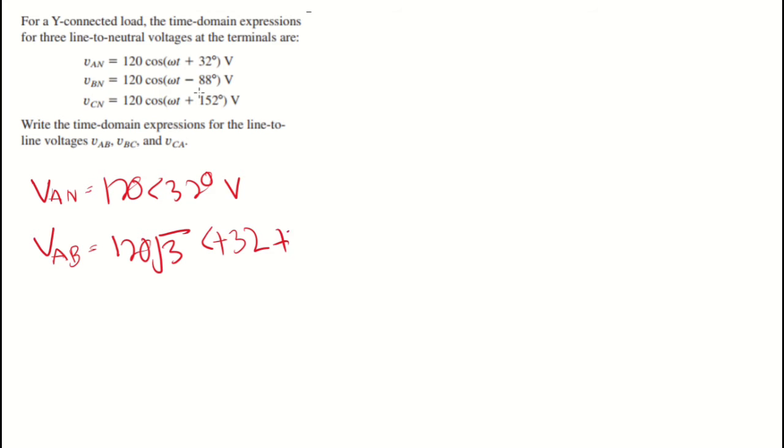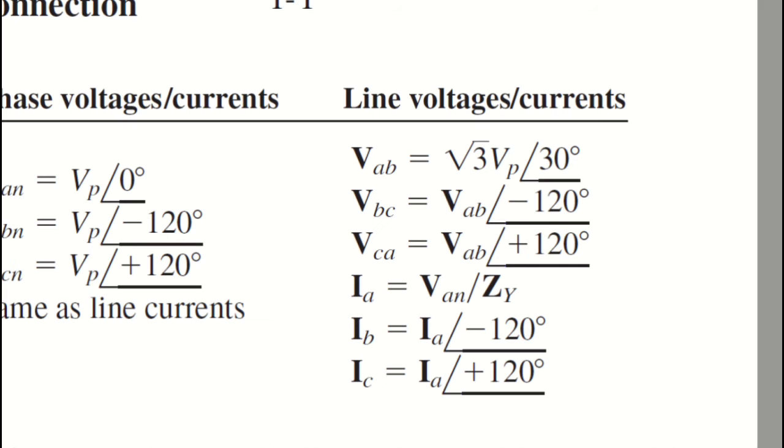(32 plus 30 degree). Okay. So here you will get 207.8 angular 62 degree volt. Okay. So how do I get this formula? You can refer to the slide given in the summary.